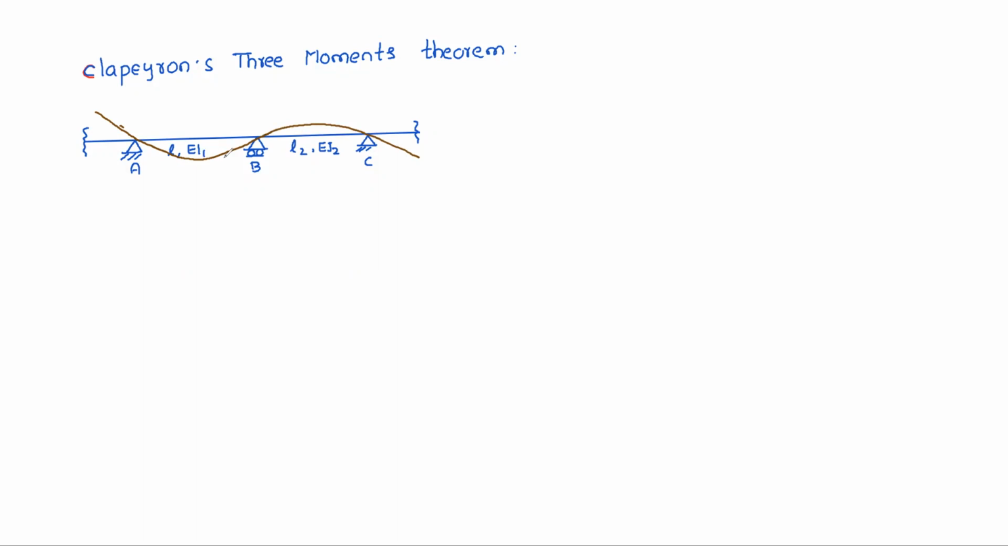Here, the slope at B, let us assume it is theta. See, the slope must be the same on both sides, right? For compatibility, the slope must be the same on both sides. And let us assume it's carrying some load, something like this. Because of that load, it is taking that shape.